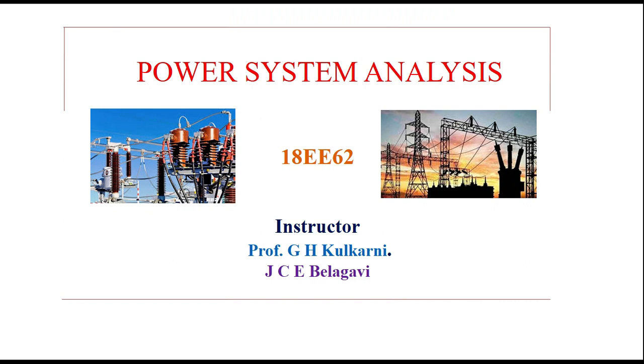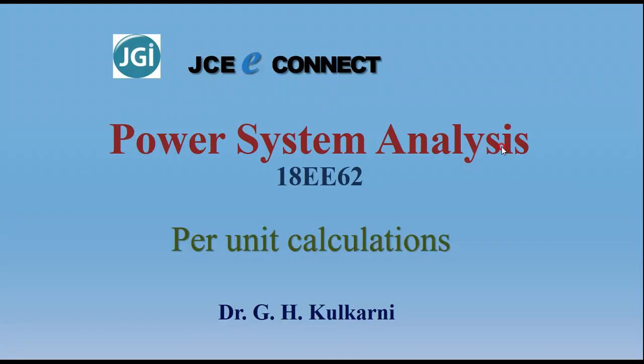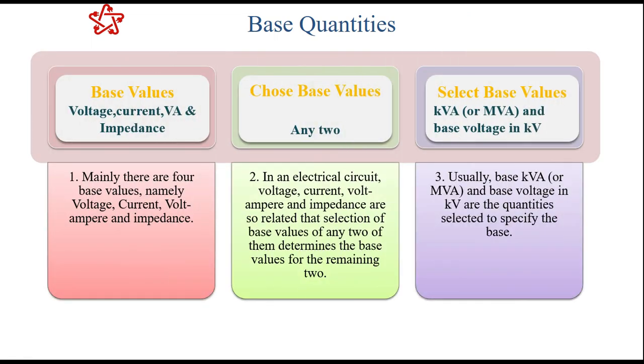In this session, we'll see how the per unit calculations are carried out. In the previous session, we've seen that there are 4 base quantities in the power system, that is voltage, current, volt ampere and impedance. However, only 2 base quantities can be chosen, and the remaining 2 can be calculated with the electrical relations among the voltage, current, volt ampere and impedance.